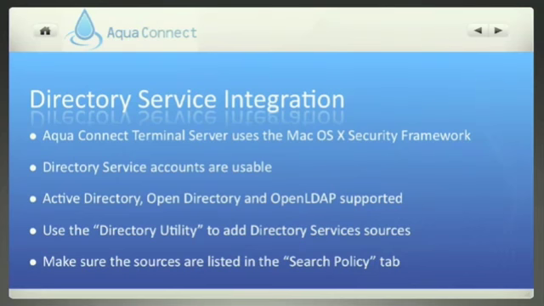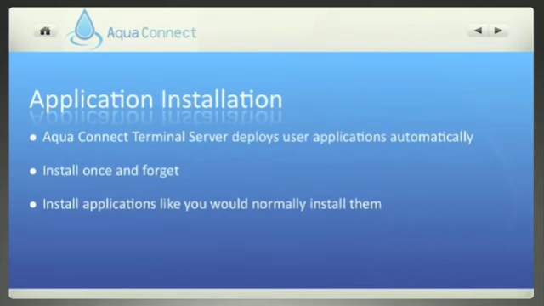Integration with directory services is done through the Directory Utility that can be found in the Utilities folder in Applications. Search policies: make sure that the directory services you want to log in against is available and listed in your search policies, which is under the Advanced tab, advanced mode, in the Directory Utility. Application installation, we kind of covered that real briefly. You install once and you forget about it. Install applications like you would normally install them. So if an application isn't installed by dragging it to the Applications folder, run its installer, and again, it installs just normally.